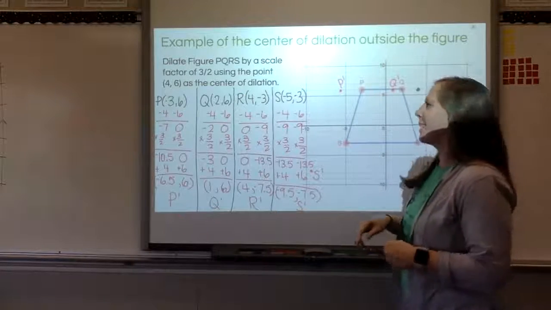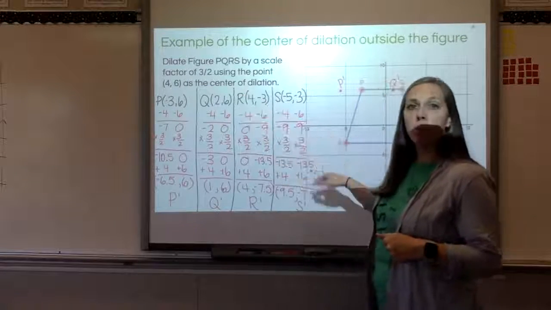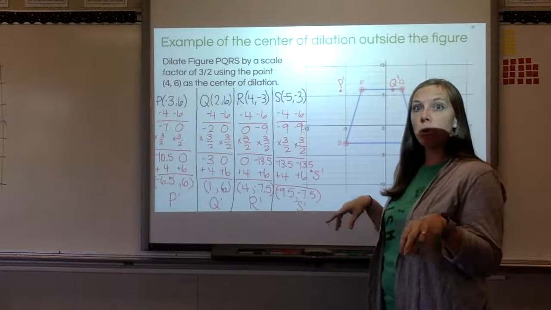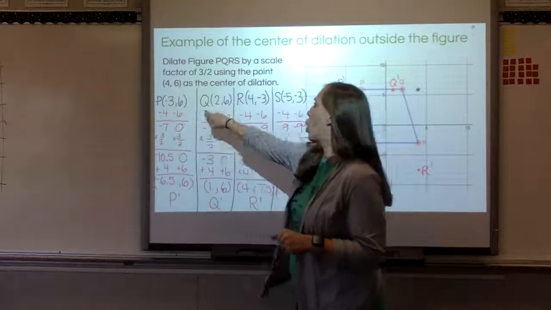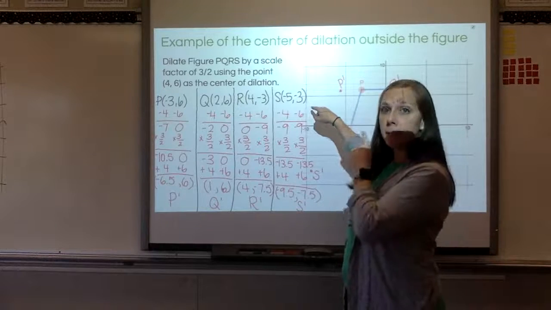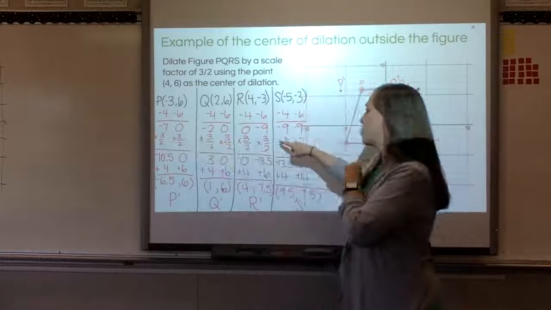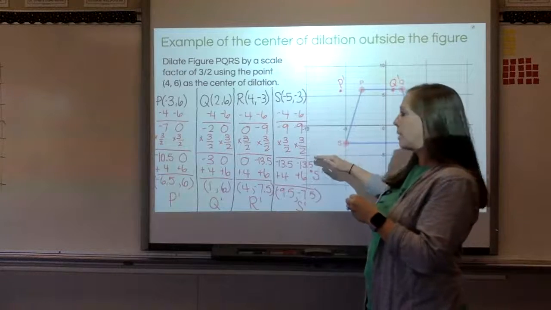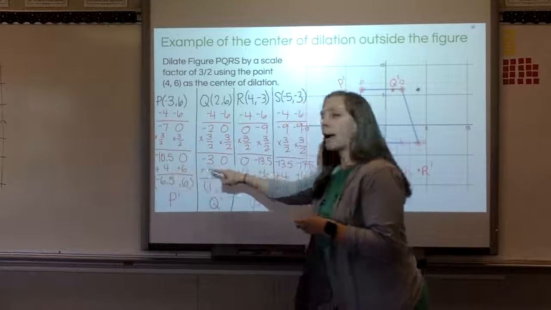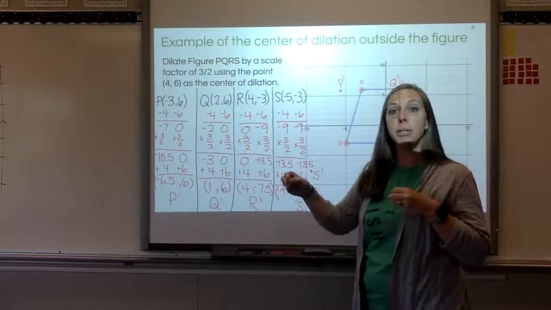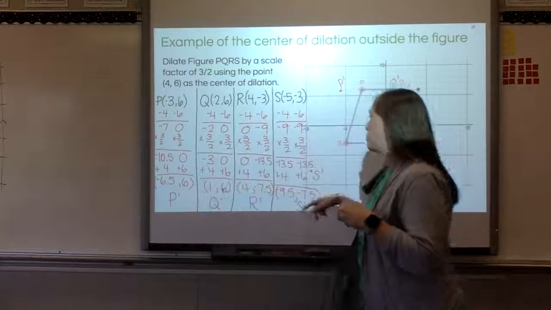So now I've finished all my computations. So you can pause here and look over these, but what you'll notice as you look across them is my first step is to always subtract my center of dilation point, and then whatever I end up with, I multiply by my scale factor, and then from there I add that to my center of dilation point so that I can find that new distance it's away. I find my new coordinates.